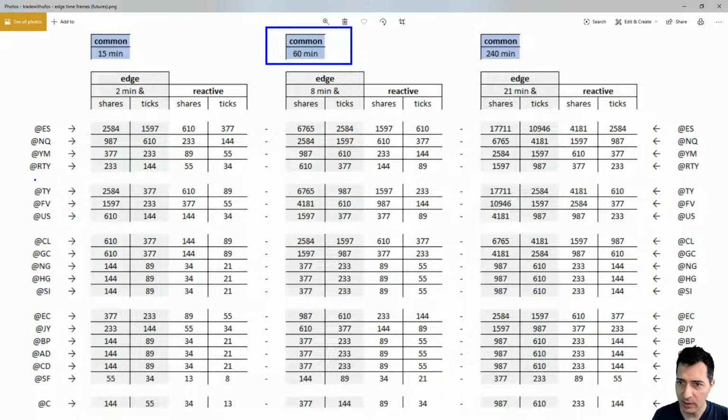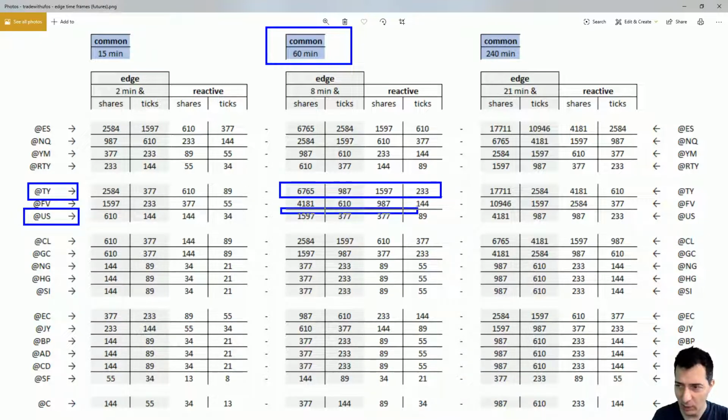So here's the TY and here's the US, and therefore the time frames to be used would be those time frames for the TY, and I do have a workspace already ready. The ones below are the ones to be used for the 30-year bond, which I don't have ready.